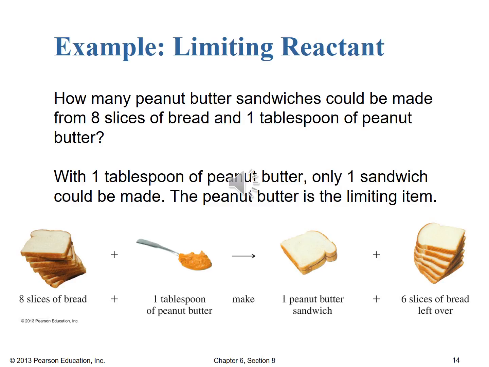We'd probably make the 1 peanut butter sandwich, use up that tablespoon of peanut butter, and then we'd be left with 6 slices of leftover bread. So the reactant that is the limiting reactant can change based on the problem specifications. If we change the masses, then you have to reinvestigate each of the reactants and see if you have a new limiting reactant.